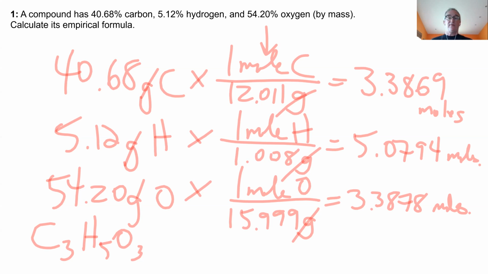Exactly. We have a ratio of 3.39, 5.08, and 3.39 again. Those are ratios. So what are we going to do with those ratios? How do we get them to whole numbers? Divide 3.3869 by 5.0794. That doesn't give us a whole number. That gives us a fraction.